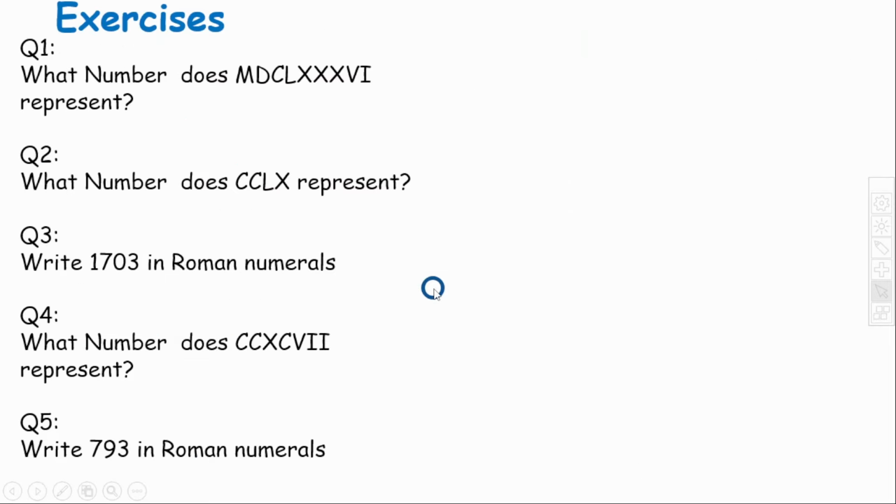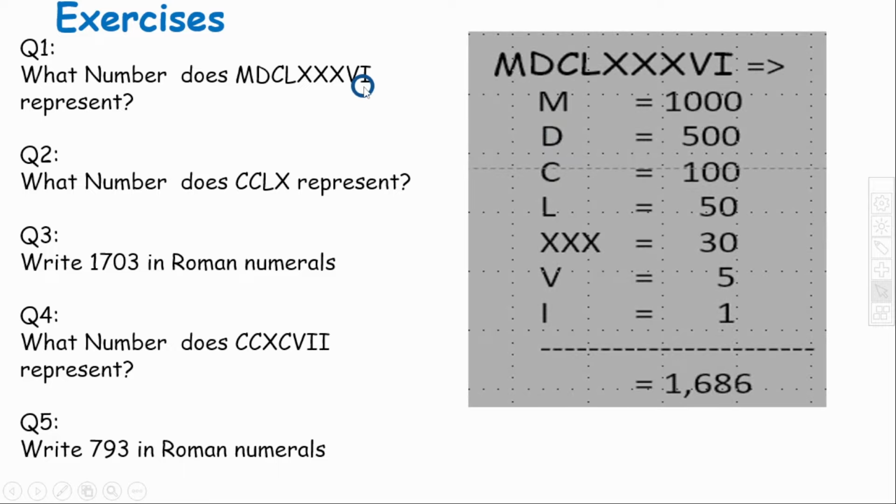Now let's do some examples to make us understand this concept completely. The very first question: what number does MDCLXXXVI represent? To solve this, you can start from the back. When we see VI, this is definitely an addition. You can see 5 and 1. You can break it down like this: V is 5, I is 1. This triple X is 30. We already know that. That is 10 in 3 places, 30.